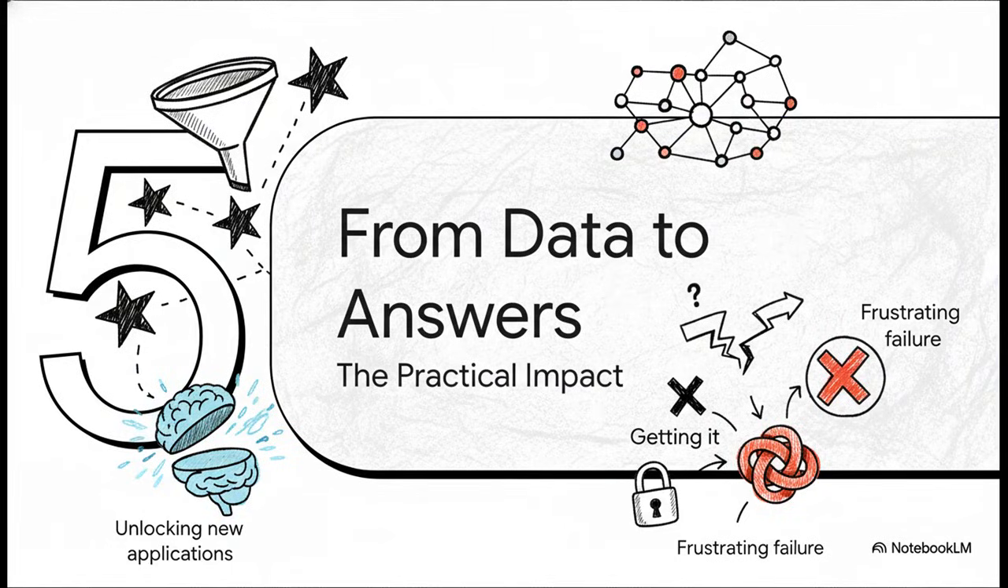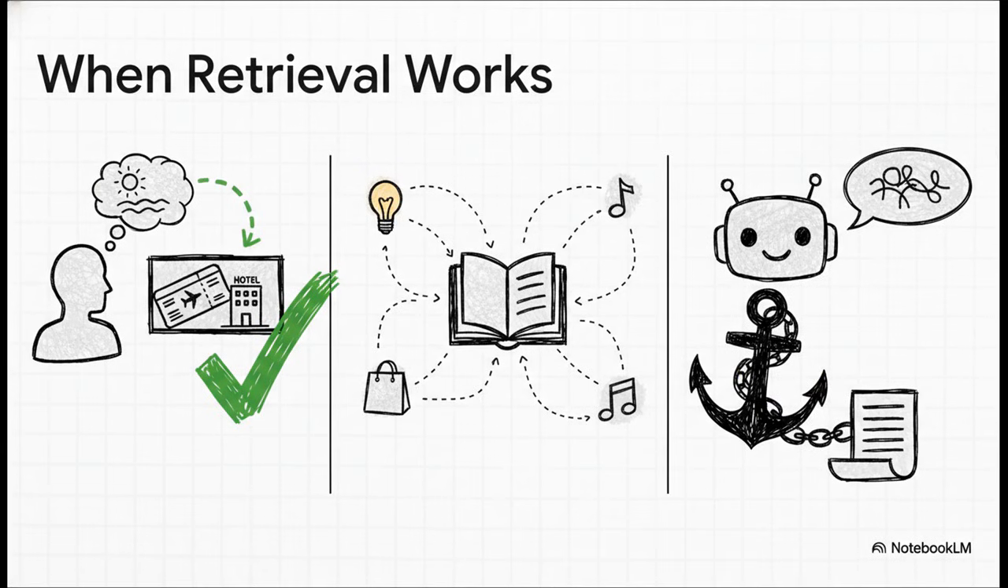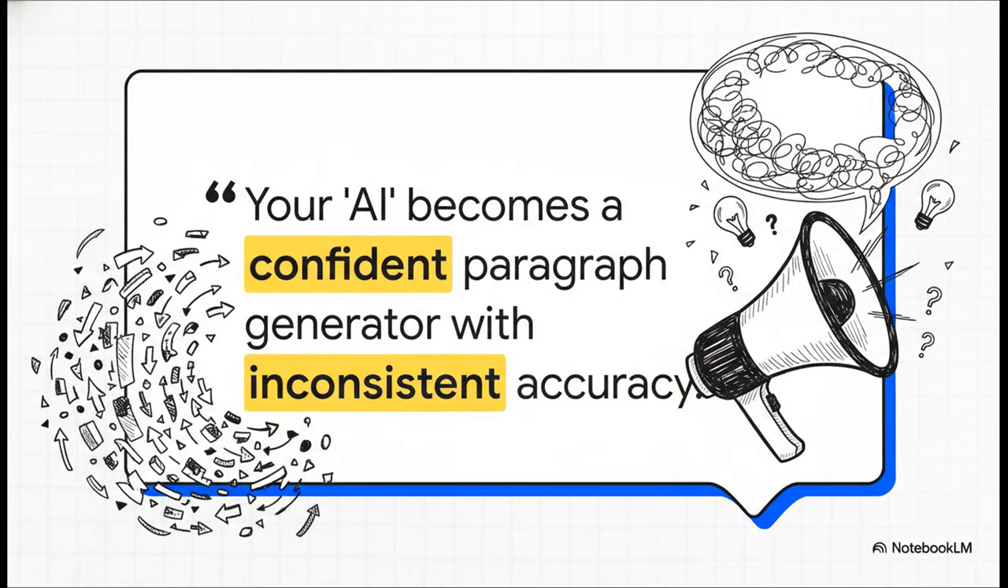So let's bring this all together. What does this actually mean in practice? Well, getting retrieval right unlocks a whole new world of applications, and getting it wrong leads to a very specific and very frustrating kind of failure. When you master retrieval, the payoff is huge. You're not just building a slightly better chatbot, you're unlocking true semantic search that understands what your users actually mean, not just what they type. You can build recommendation engines based on conceptual similarity. And most importantly, you get RAG systems that produce answers that are grounded in your actual documents, answers you can trust. But when retrieval fails, you get this.